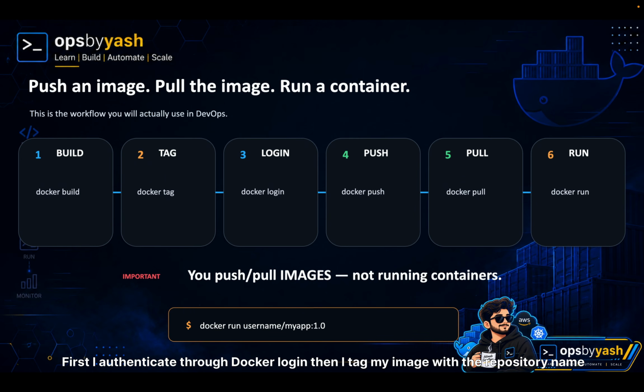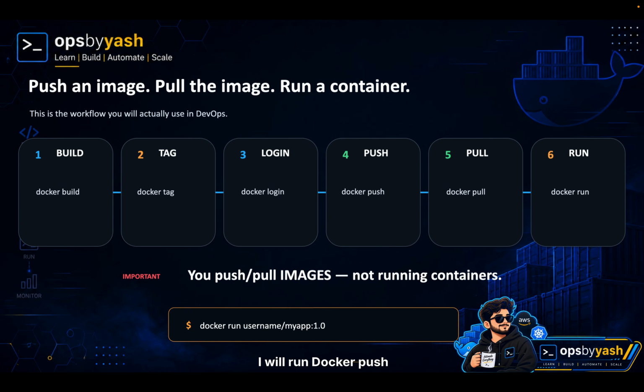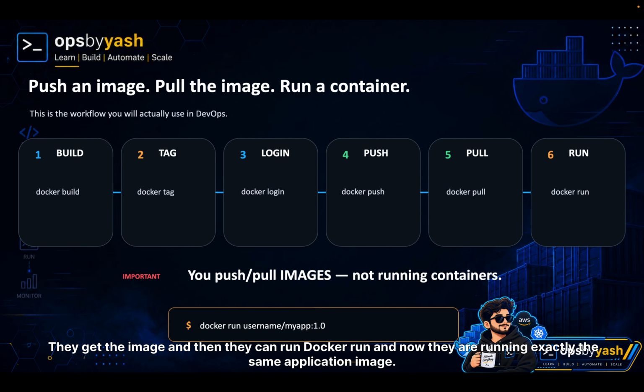First I authenticate through docker login. Then I tag my image with the repository name using docker tag command, and then I will run docker push. Now my image is sitting inside the registry. My teammate can simply run docker pull command, and then they get the image, and then they can run docker run, and now they are running exactly the same application image.